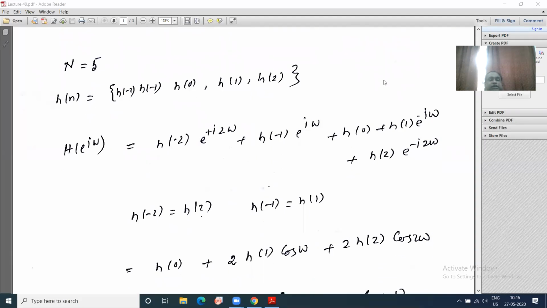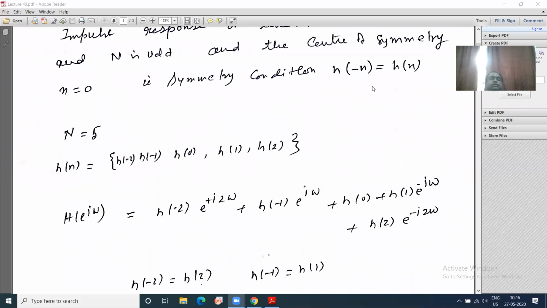Now, here the symmetry condition is given that h of minus n equals h n. There are two symmetry conditions with respect to the origin. One is h of minus n equal to h n, and the other is h of minus n equal to minus of h n. We will discuss first h of minus n equal to h n. Previously, yesterday, what we discussed, the symmetry condition was h of N minus 1 minus n equal to h of n. Now, since we are considering the symmetry about the origin, it becomes h of minus n equal to h of n. Agreed?